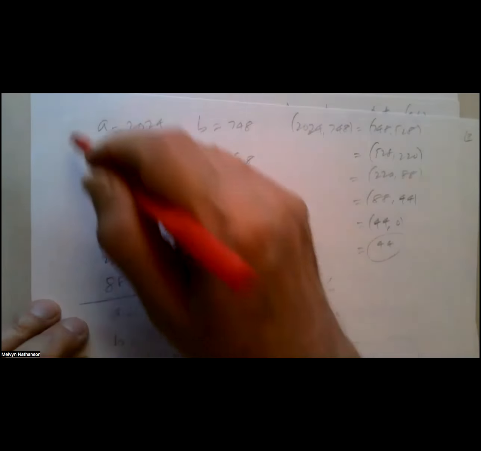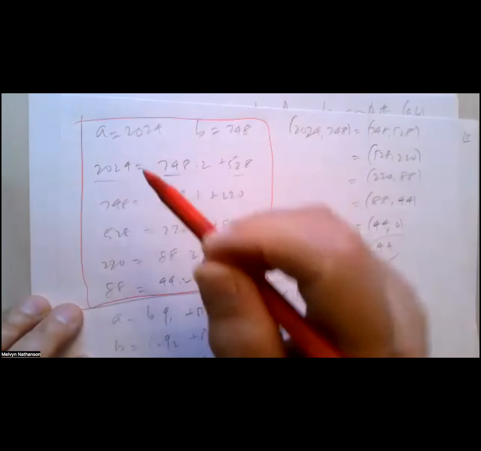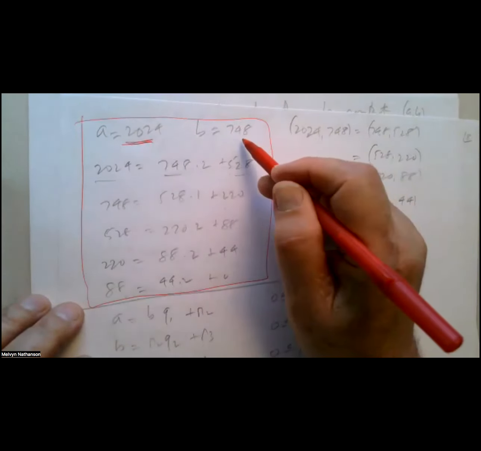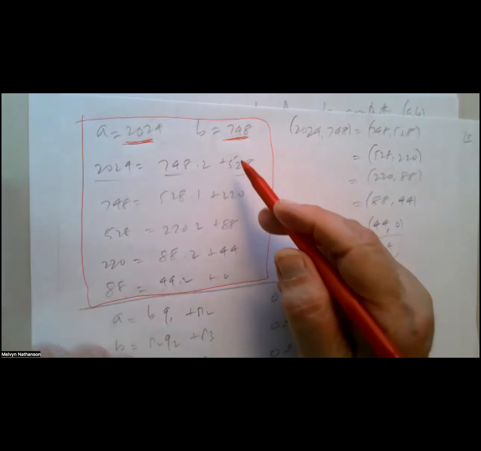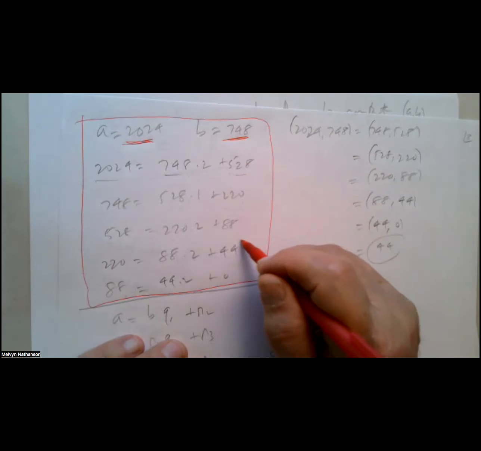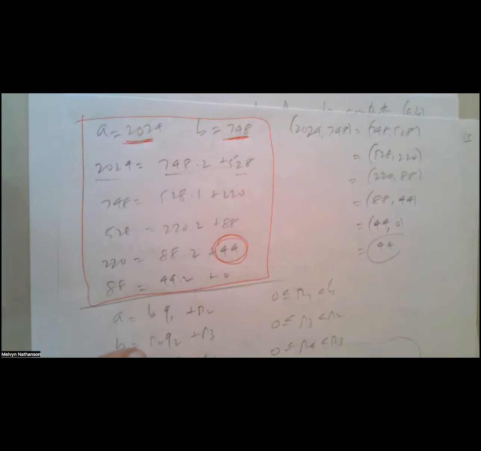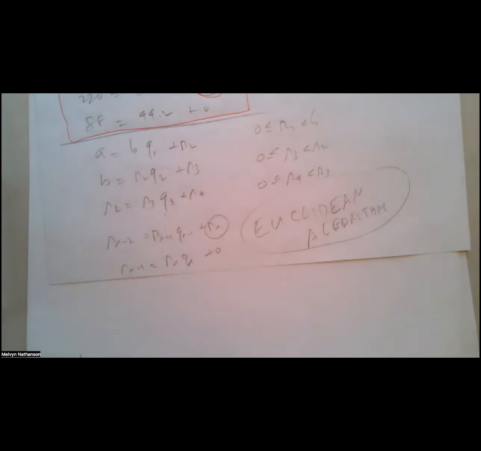Let me add one other result that comes from the Euclidean algorithm. Let me go back to the example I calculated a moment ago. I have A is 2024, B is 748. And when we computed the Euclidean algorithm, we saw that the greatest common divisor was 44. In fact, now we can use this to express the greatest common divisor like this. Let's see if I can get it all on one sheet of paper. I'll do it like this.